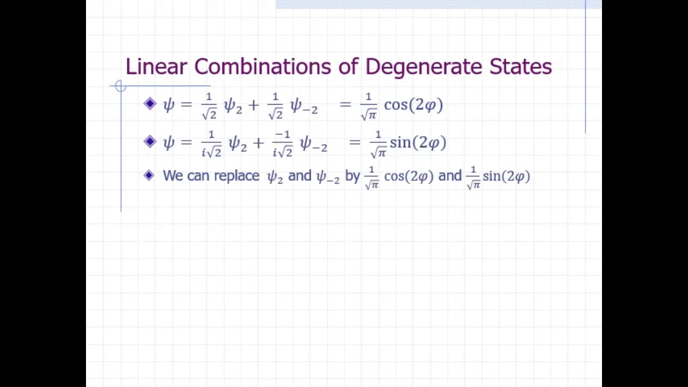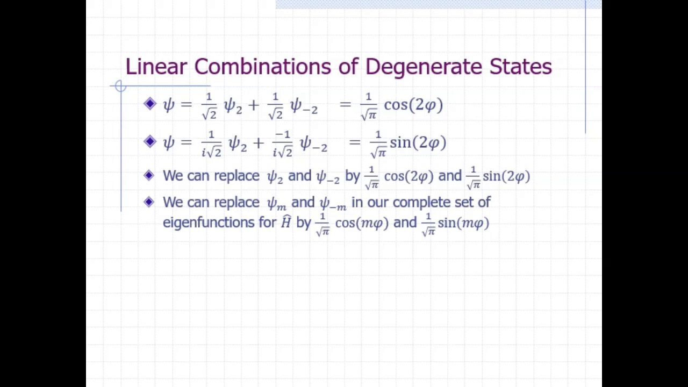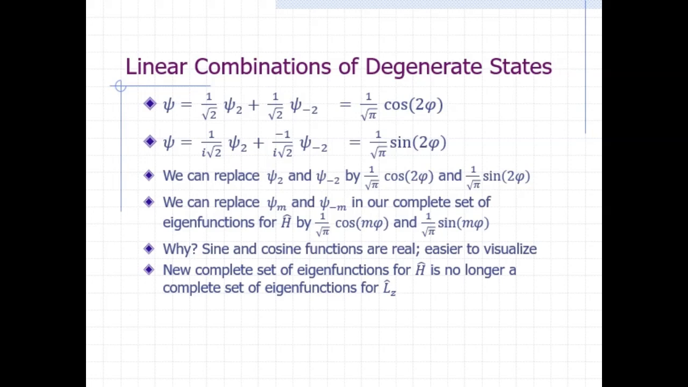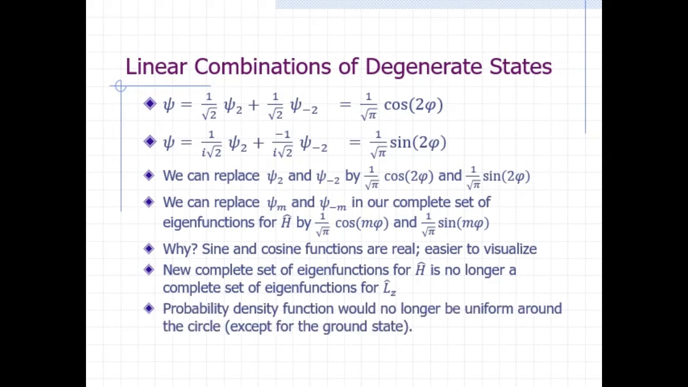We can do likewise for other degenerate pairs of m sub L's. But why would we want to do it? It just so happens that the cosine and sine functions do not have an imaginary component, so they would be easier for us to visualize. Note, however, that this new complete set of eigenfunctions for the Hamiltonian operator would no longer be a complete set of eigenfunctions of the Lz operator. Finally, please note that the probability density function will not be uniform around the circle anymore except for the ground state.